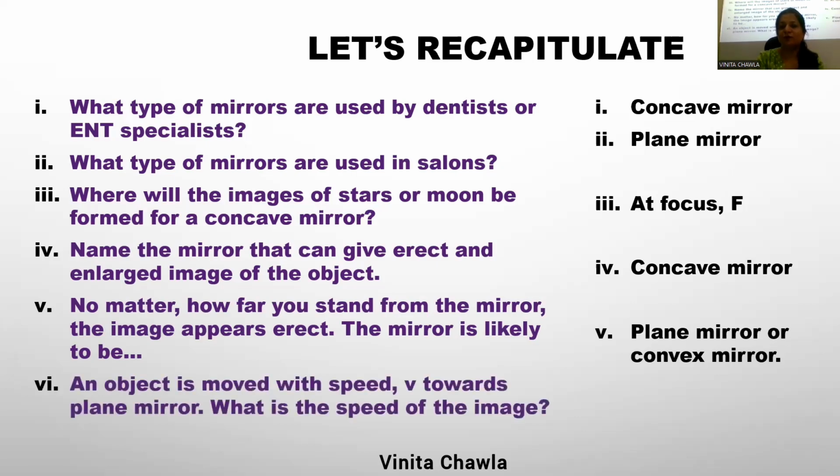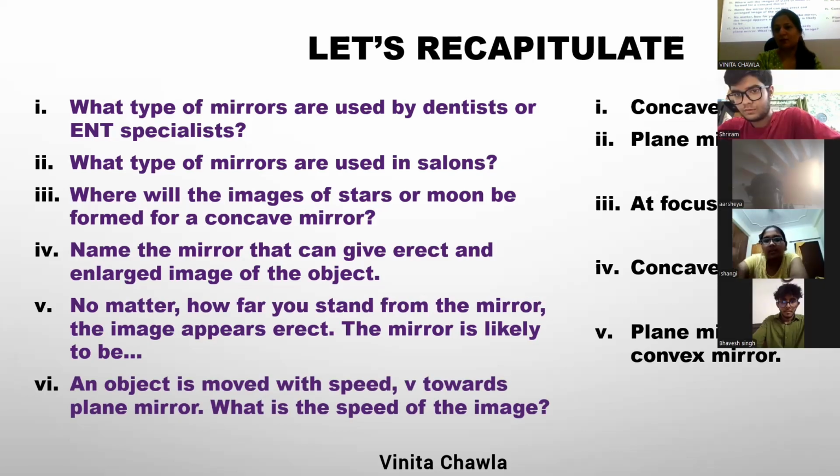An object is moved with speed v towards the plane mirror. What is the speed of the image? It should be v, maybe. Fine. See, if the object is moving towards the mirror, then the relative distance, the relative separation between the object and image changes by?